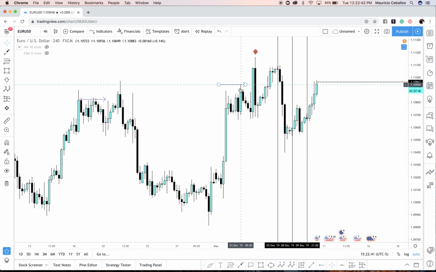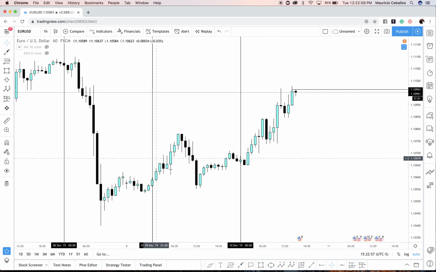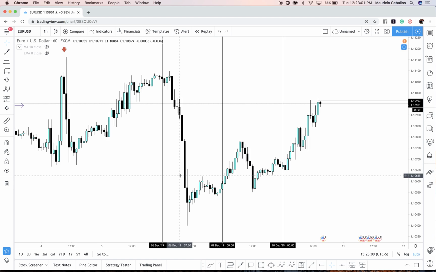We see these areas, we see that spike come up once again, test that area as a double top, and then go down, right? So what can happen within this area, and why is the market coming back up over here? Let's go to a lower time frame like the H1 and investigate what's going on.